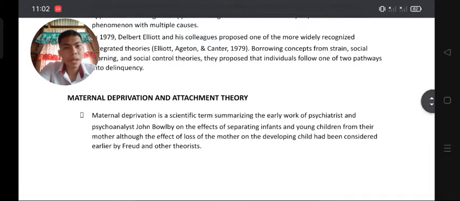Maternal deprivation and attachment theory. Maternal deprivation is a scientific term summarizing the early work of psychiatrist and psychoanalyst John Bowlby on the effect of separating infants and young children from their mother, although the effect of loss of the mother on the developing child had been considered earlier by Freud and other theorists.